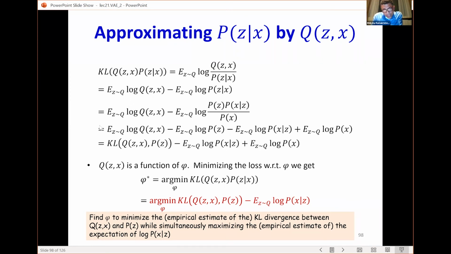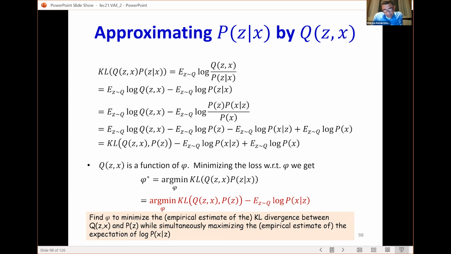So this is what we're going to try to minimize, right? But if I look at the first two terms by themselves, they are simply the KL divergence between Q of z given x and the a priori distribution P of z, which we know to be a standard Gaussian. So this whole thing can be written as the KL between Q and P of z, minus the expectation over z of log of P of x given z, plus the expectation over z of the log of P of x.